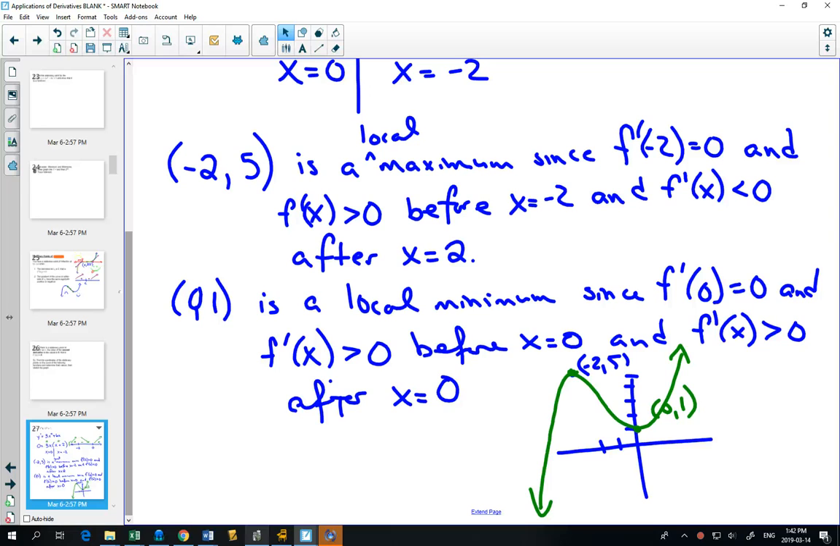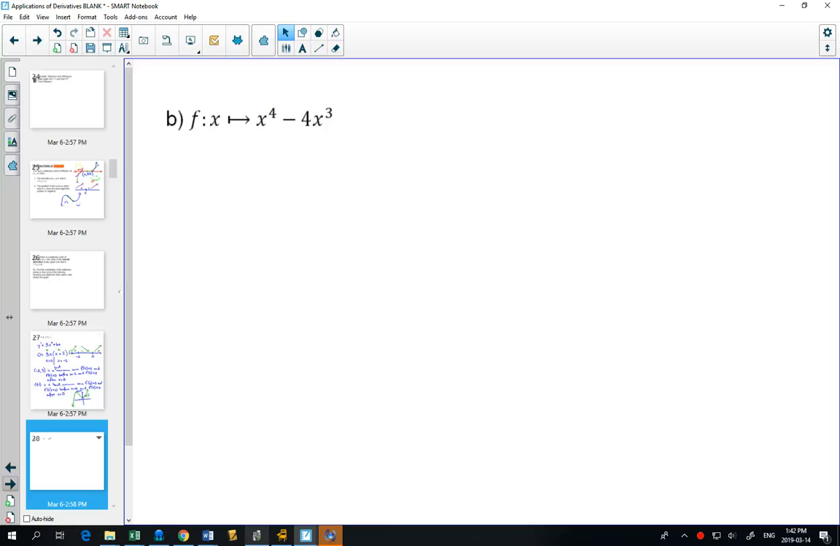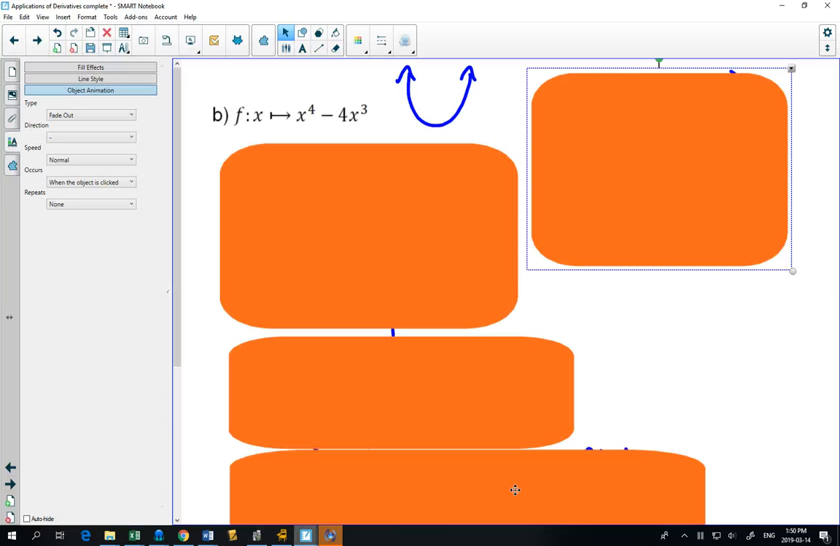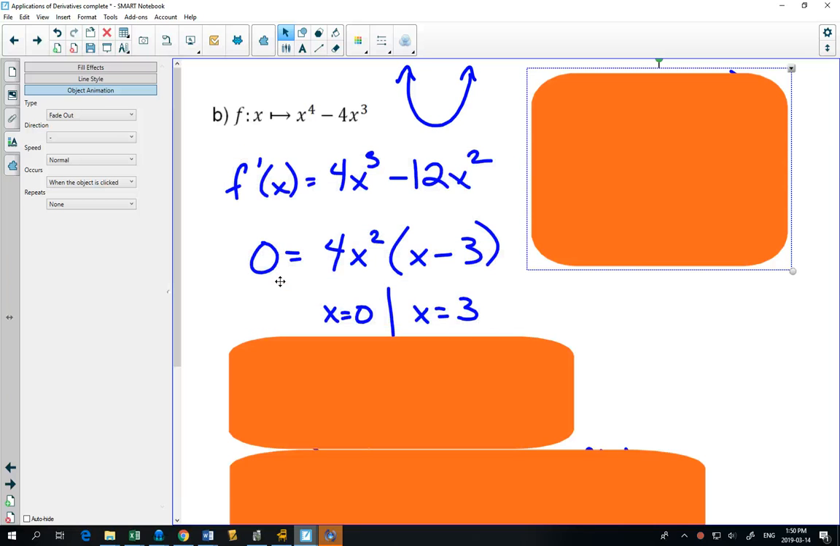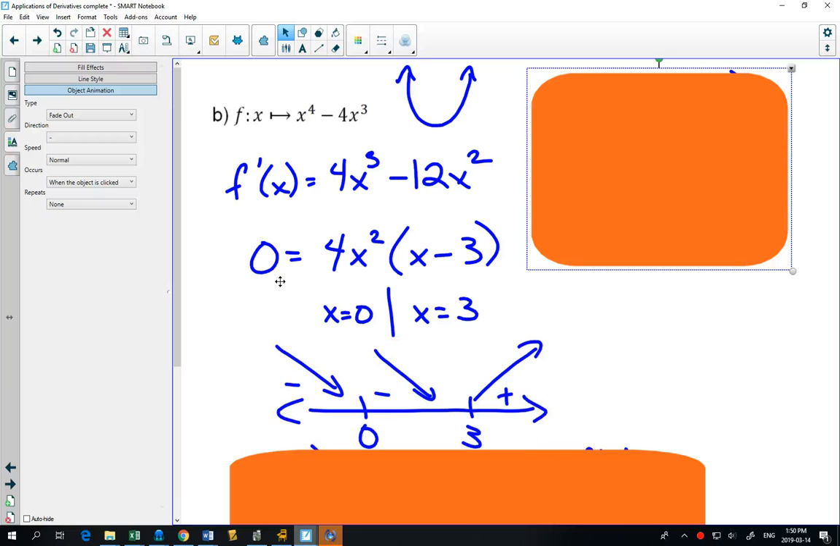Okay, I want you to try this one. All right, let's check how you did. So, first of all, we could find our derivative, set it equal to 0, factor and solve. And then you could set up your number line and plug things into your derivative.